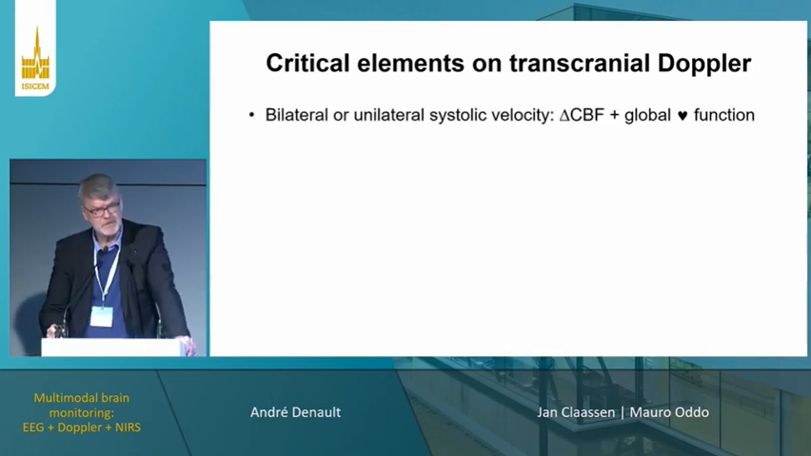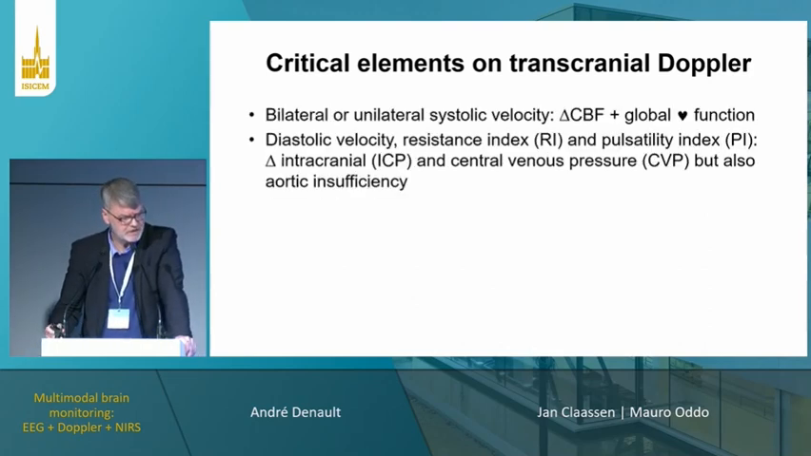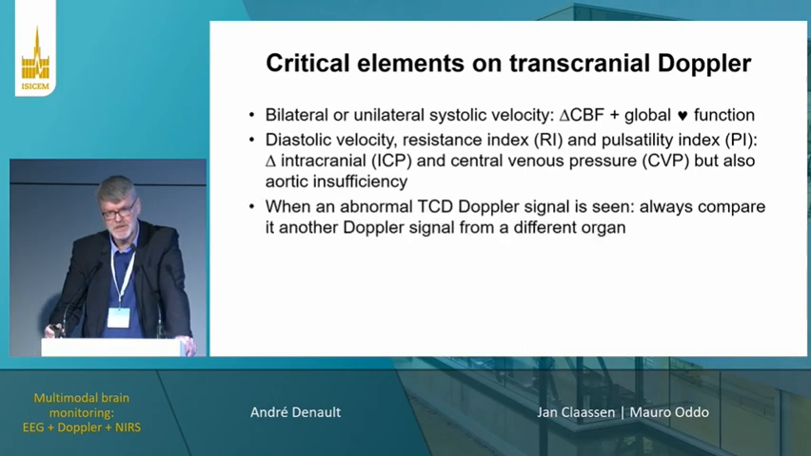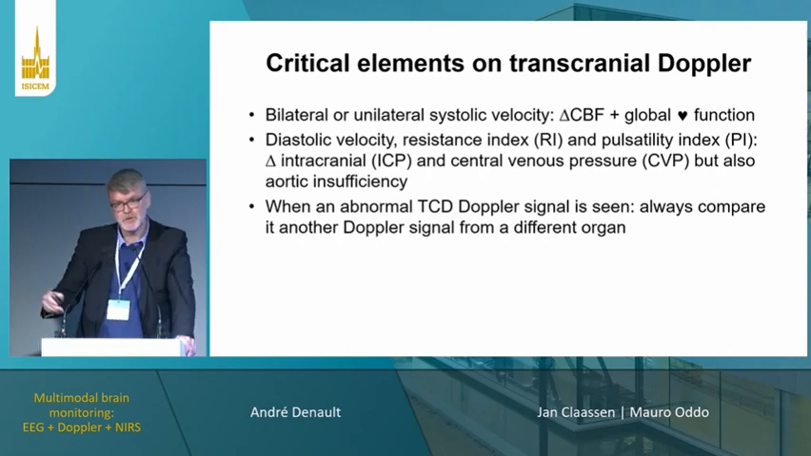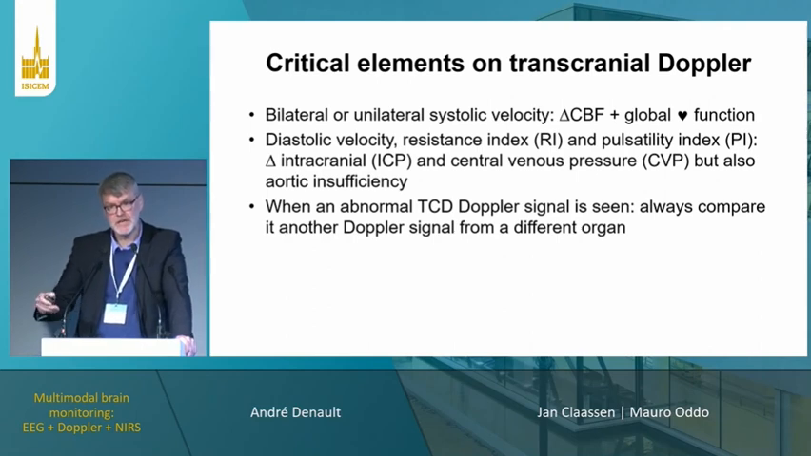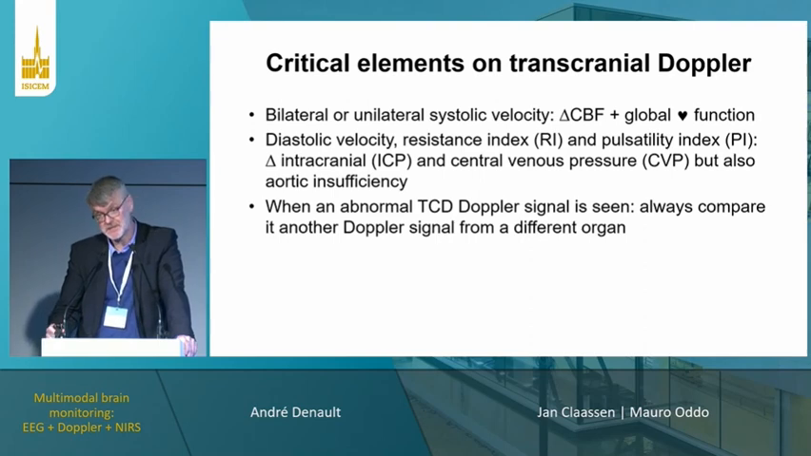Transcranial Doppler can give you a lot of information on your cerebral blood flow and your resistance index. You can pick up intracranial hypertension or venous congestion. I always tell people, when you have an abnormal Doppler signal from the brain, look at another site, because you cannot analyze the brain in isolation, especially with a Doppler signal. For instance, if you have aortic insufficiency, your pulsatility index will be increased, but it will also be abnormal if you interrogate another artery.